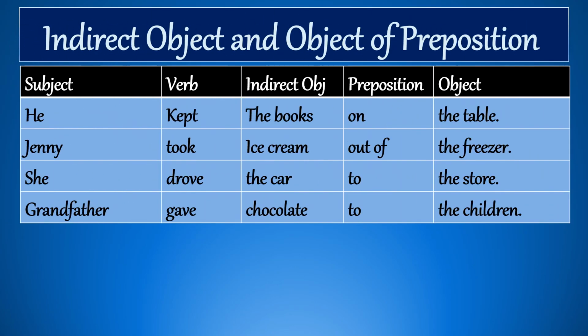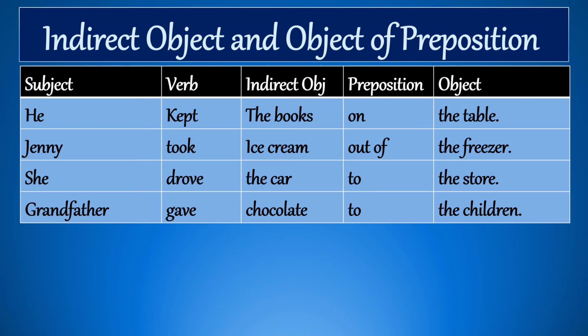Here on this slide, we have both objects, direct object and indirect object. But the preposition would always come with direct object. Look at the examples. He kept the books on the table. So, on is with the table, not with the books, because this is an indirect object.